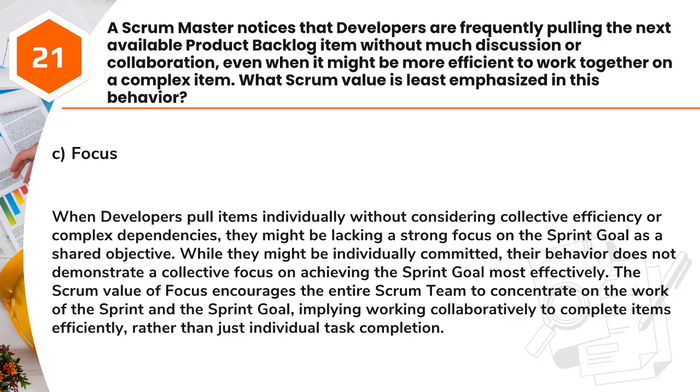While they might be individually committed, their behavior does not demonstrate a collective focus on achieving the sprint goal most effectively. The Scrum value of focus encourages the entire Scrum team to concentrate on the work of the sprint and the sprint goal, implying working collaboratively to complete items efficiently, rather than just individual task completion.